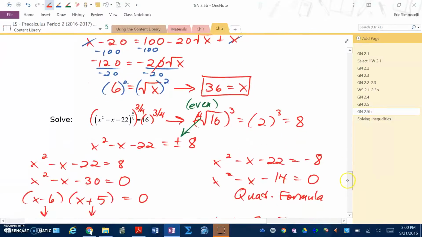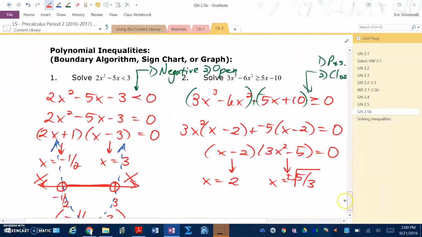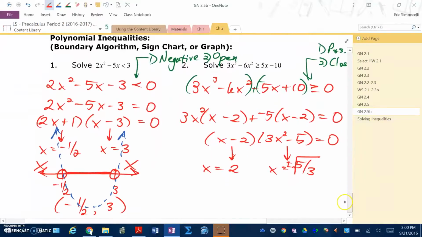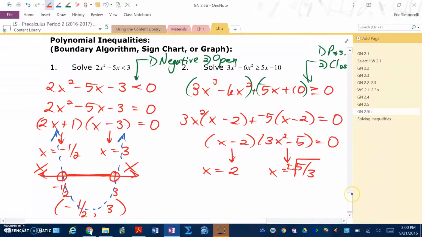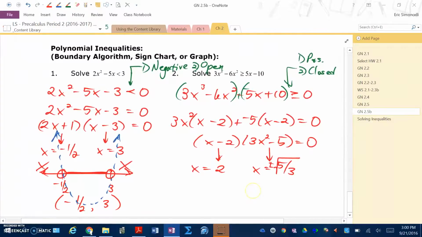The next question that I had you do on your own for homework was the second question of the polynomial inequality variety. We did begin question 2 in class, in which we set up by subtracting 5x and adding 10 to both sides, setting our inequality as such, greater than or equal to 0. Now, according to the boundary algorithm, we're going to make 2 side notes.